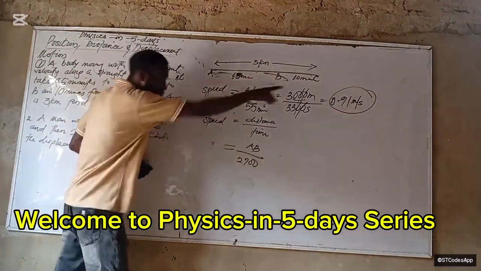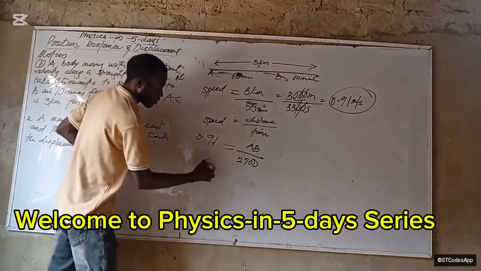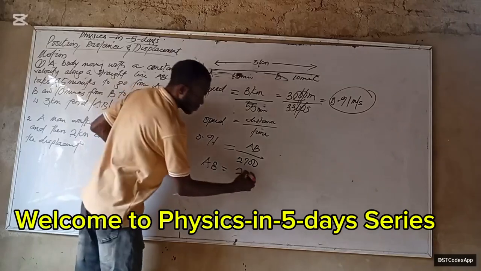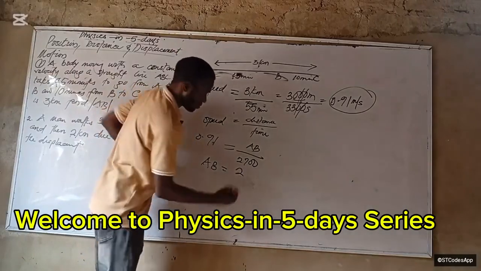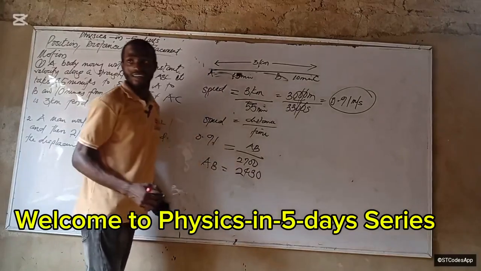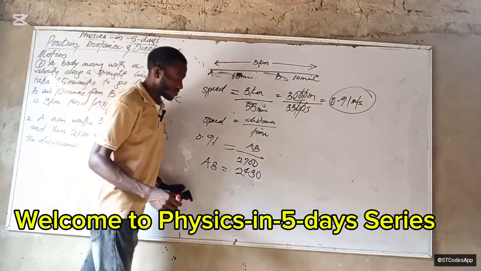2,700 equal to the speed that it took through that distance is 0.91. So AB is going to what? This times this, which is what? 2,000 what? 2,450. 2,430.